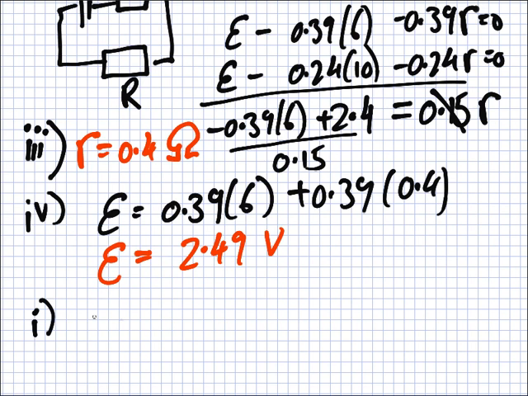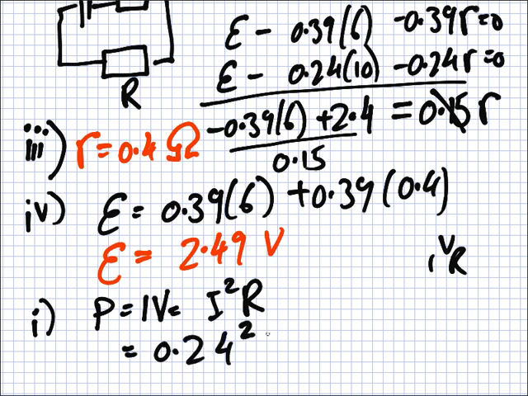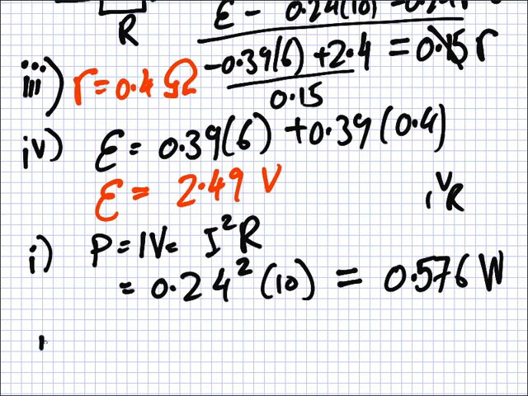Okay, now let me go back to earlier. Part 1. What is the power in the resistors when they are both connected? So P equals IV, but we don't know the V, but we have the VIR triangle. So V is IR, so that's I squared R. When they're both connected, we have a current of 0.24 squared times 10. What does that give us? 0.576 watts.